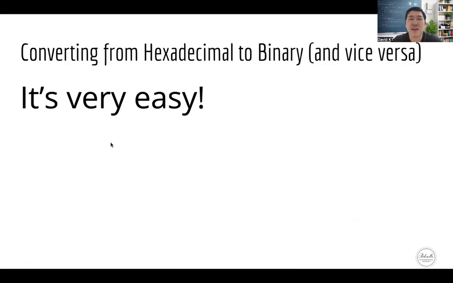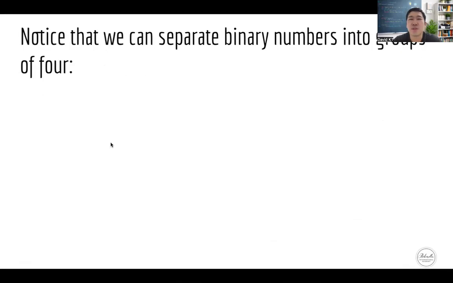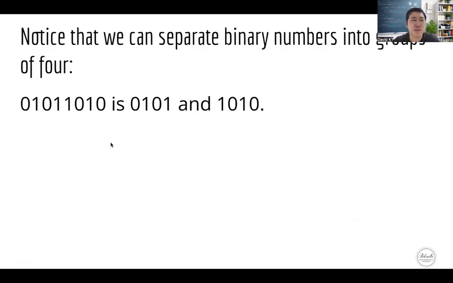So how do we convert from hexadecimal to binary and from binary to hexadecimal? This is very, very easy to do. Notice we can separate binary numbers into groups of 4. Do you remember what 4 bits is called? It's called a nibble. So if you notice, 0101 1010 is the same as 0101 for the upper 4 bits, and then 1010 for the lower 4 bits.